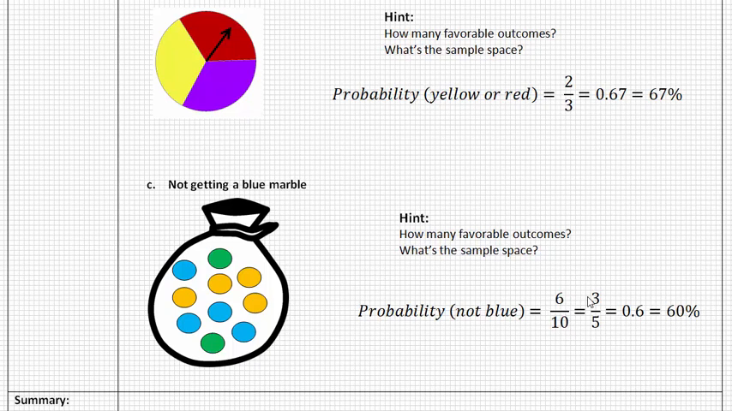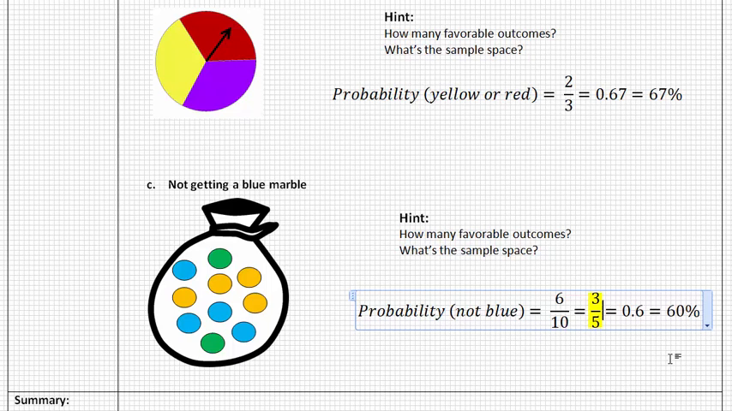6 divided by 2 is 3. We can divide 10 by 2 also, which is 5. So 3/5, I can highlight that, 3/5 would be the form that we would want to write our answer in. And 3/5, like 6/10, as a decimal is equal to 0 and 6/10. Right? That's our big hint right there. And 6/10 as a percentage is 60%. So the probability of not getting a blue marble from this bag would be 60%.